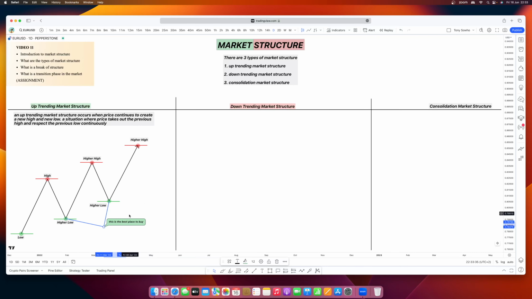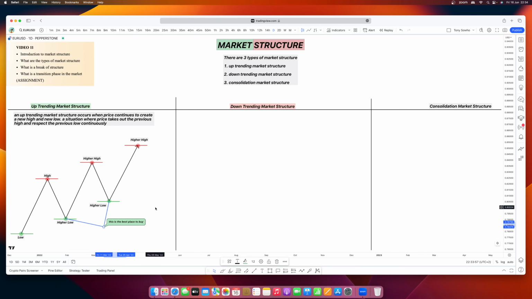So the best place to buy is at the higher low. If I want to buy EURUSD now, I want to be buying at the higher low. If I want to buy gold, I want to be buying at the higher low. If I want to buy US30, NASDAQ, whatever it is, I want to be buying at the higher low. That's it. Exactly. So that is an uptrending market.